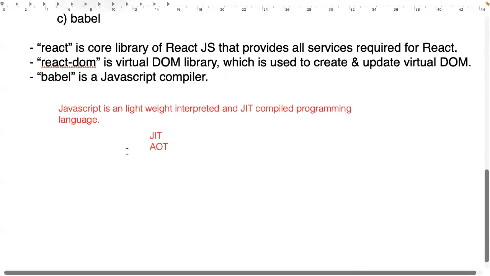JIT means it will compile when requested. And AOT means already compiled, just use it. That is the official definition. For example, I will show you.